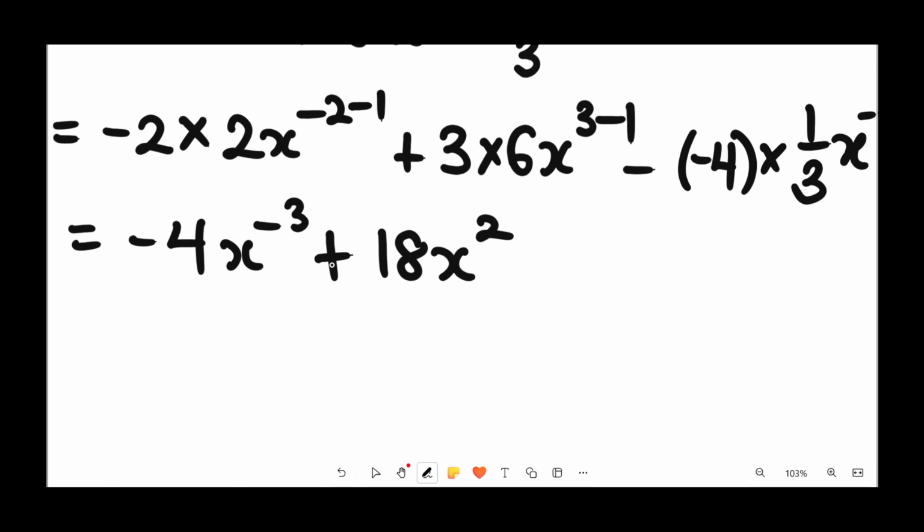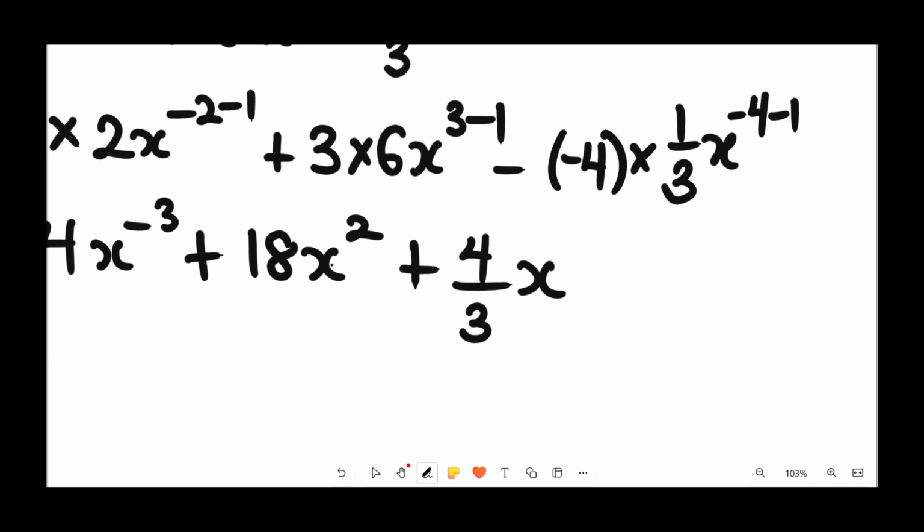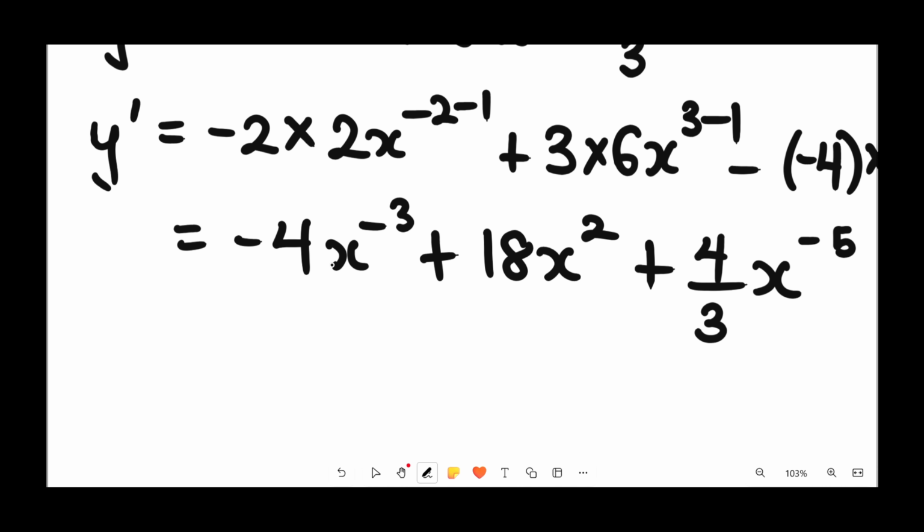Then the next term, we have negative 1 outside multiplying negative 4 multiplying 1/3. So we are going to get positive 4 out of 3 x. Then we have x having a power of negative 4 minus 1, so it becomes negative 5. All right. So this becomes the value of our derivative. So we conclude that our dy dx is equal to negative 4x exponent negative 3 plus 18x squared plus 4 out of 3x exponent negative 5.